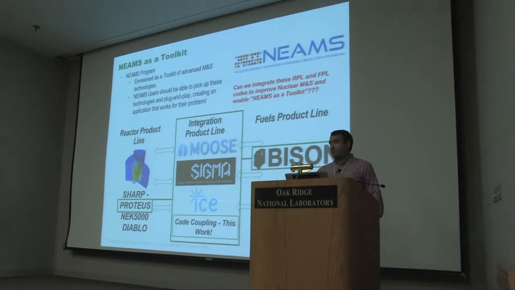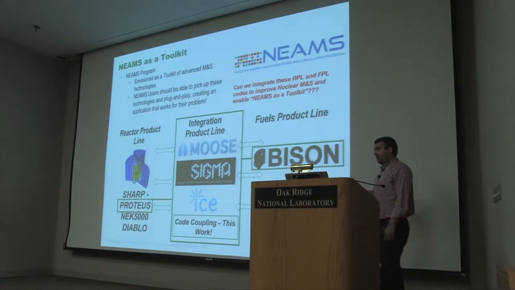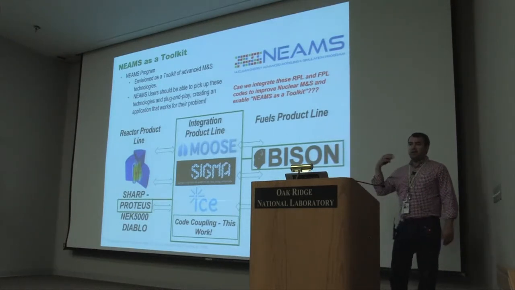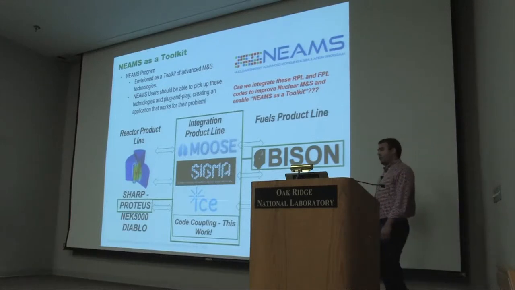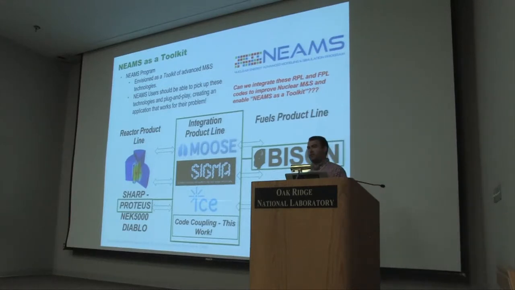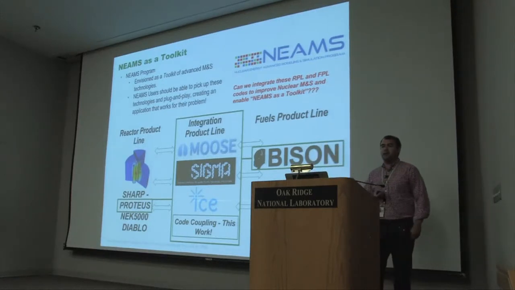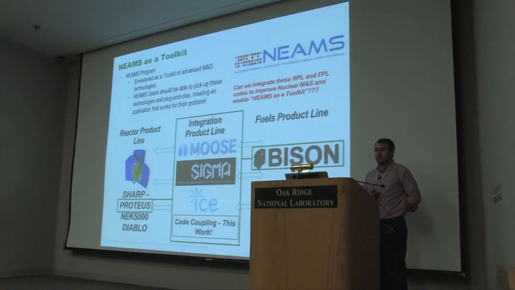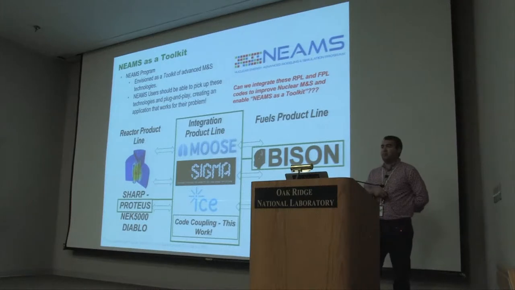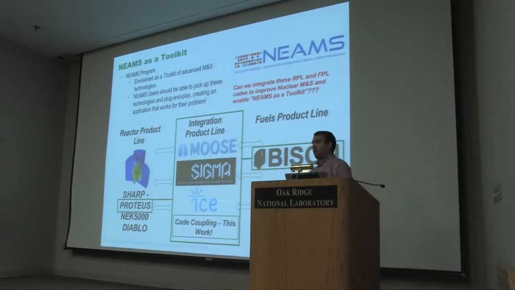We have the reactor product line, which basically is SHARP. SHARP is a framework that Proteus leverages. Proteus is this neutronics solver. NEC 5000 is also part of that. It's a computational fluid dynamics code, Diablo structural mechanics code. So these three applications working together, built on top of SHARP, solve complex coupled simulations, right, for nuclear reactors.